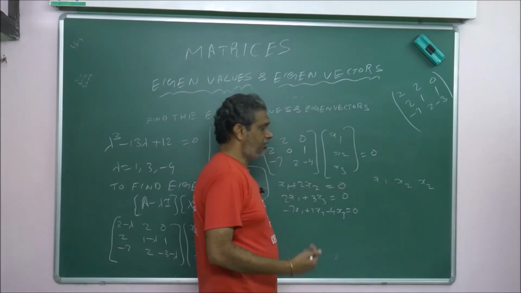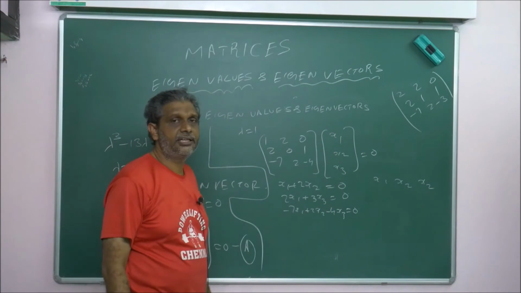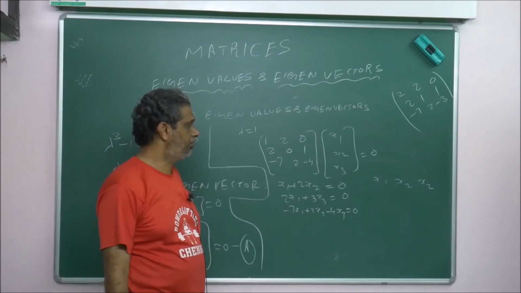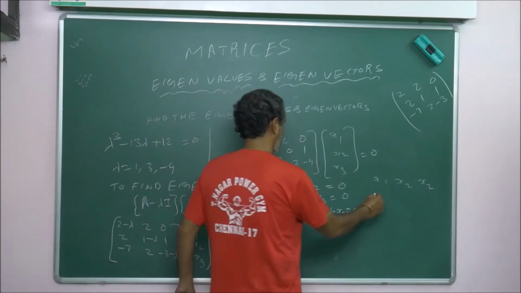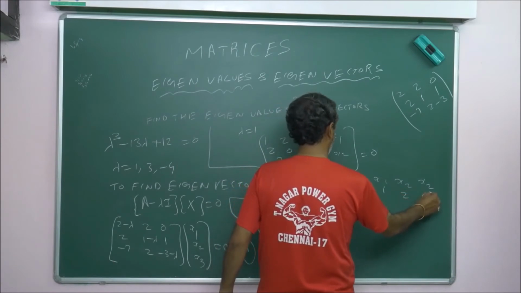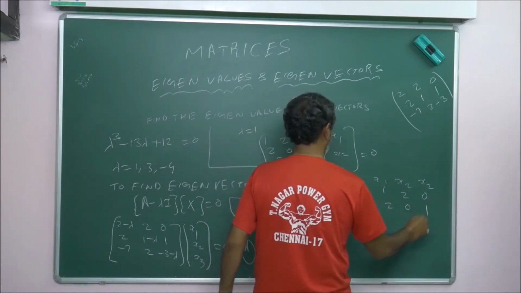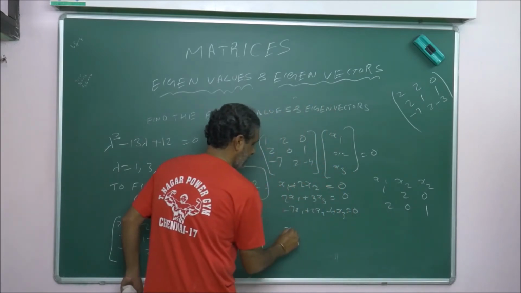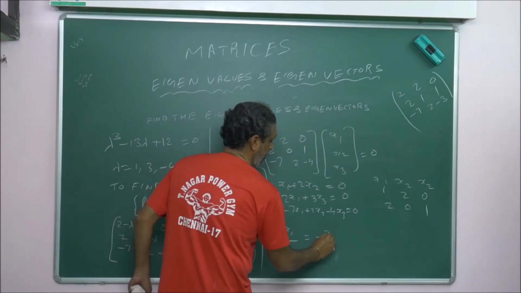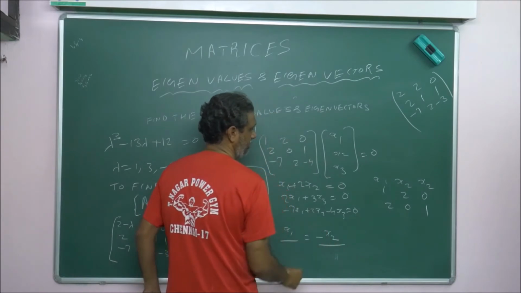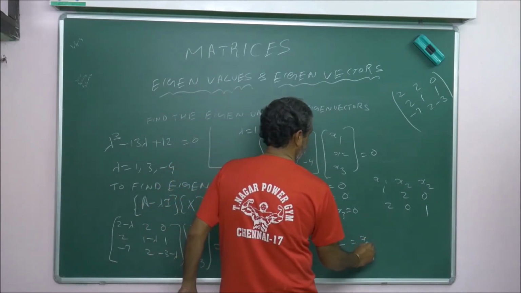Some people will start from the second element. Already you are in 10th standard, you are done using the determinant, but I don't want to. Just write the coefficients 1, 2, 0. The second element is 2, 0, 1. Then you can write x1 by minus x2, for x2 you can give minus, then is equal to x3.